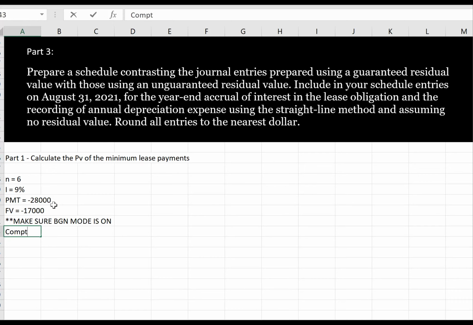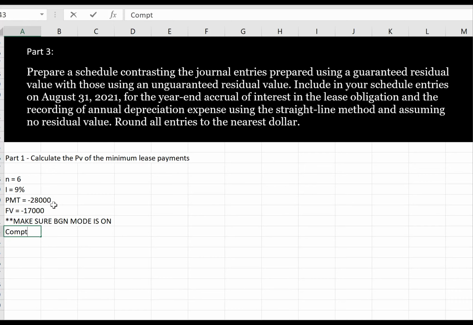Then we're going to have credit cash. And this is going to be our first lease payment, which is going to be $28,000. And then we're going to have credit obligations under capital lease. So it's just a different account, not lease liability. And this is also going to be the balancing amount, which is going to be $119,047. Okay, so we did that, and we did the journal entry.